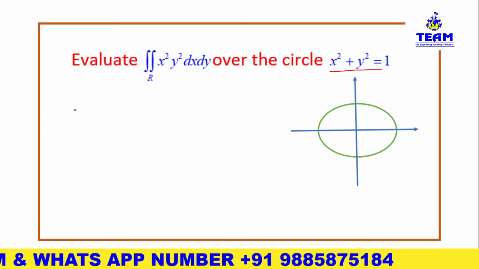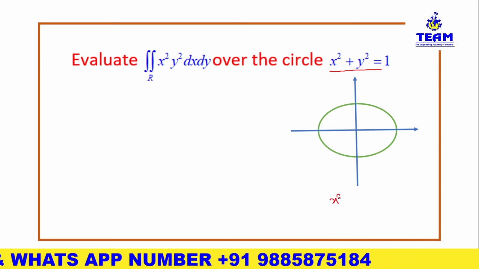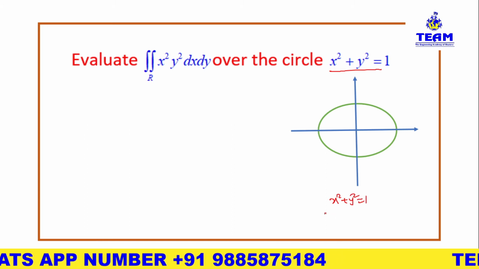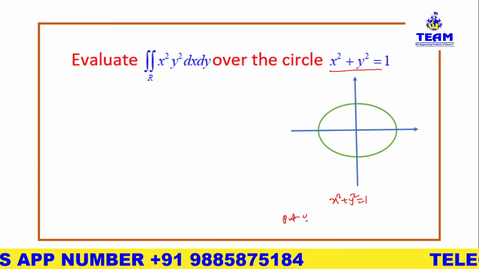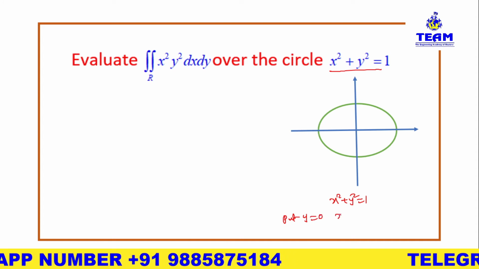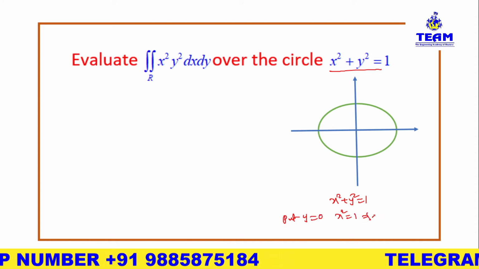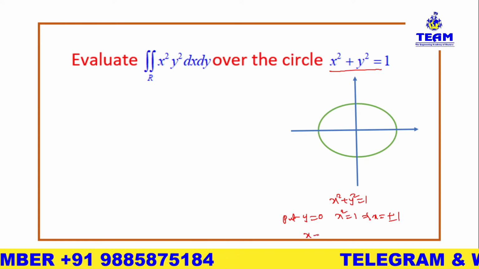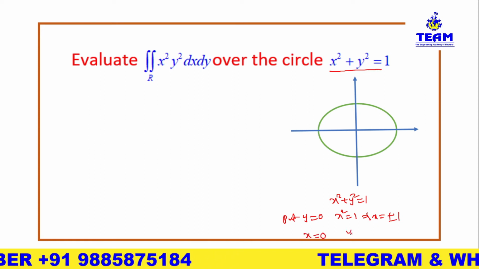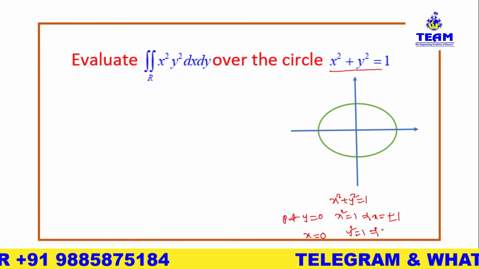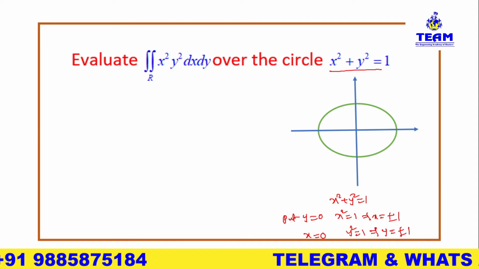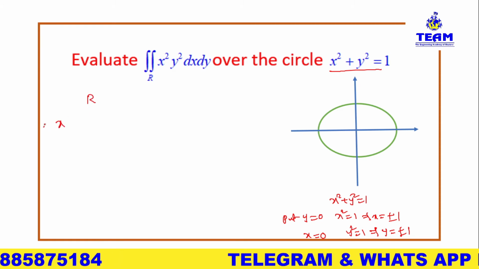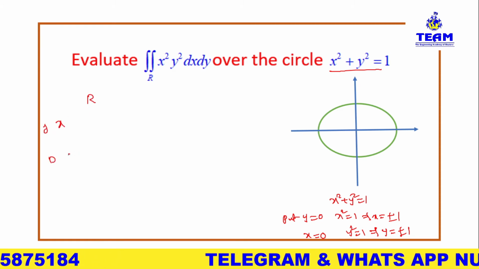Now I want r limits. Friends, you see x square plus y square is equal to 1 is given. If you want the x value, what do you have to do? Put y is equal to 0. Then x square is equal to 1, which implies x is equal to plus or minus 1. Next, if you want y values, put x is equal to 0. That implies y square is equal to 1, which implies y is equal to plus or minus 1. Now region 1: x I am taking as independent, y I am taking as dependent.